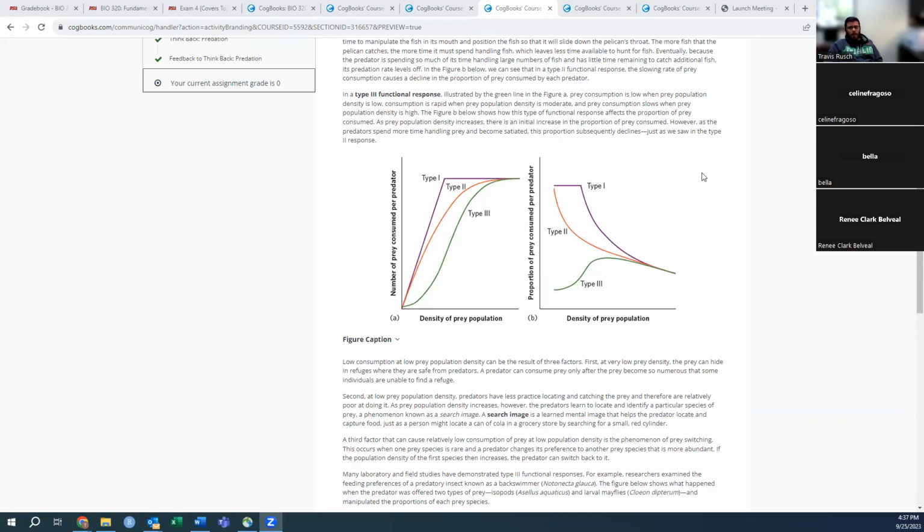Yep, it's the same concept, right? Because this is just raw numbers on the y-axis, and now this is proportion, so it's a division, right? So it's, you know, A over B. Okay, that makes sense. Thank you. Yep, no problem.